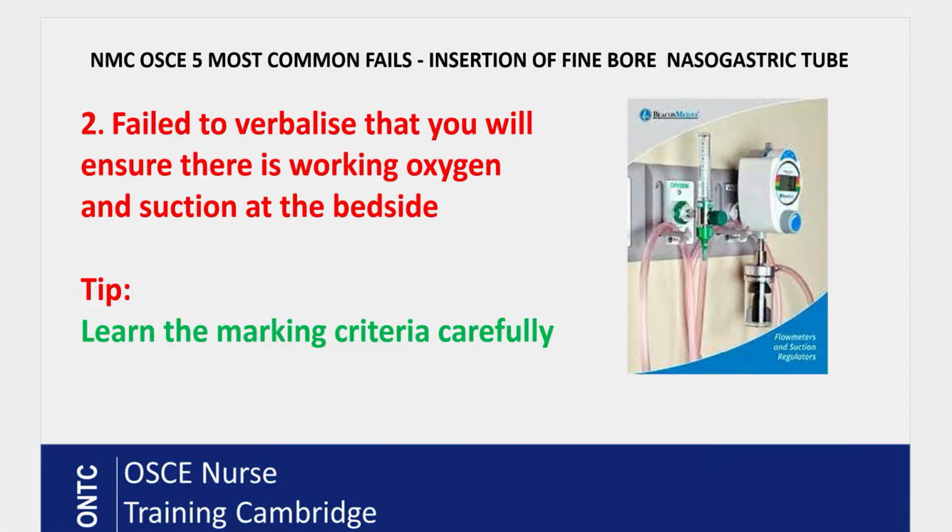Number 2: failing to verbalize that you will ensure there is working oxygen and suction at the bedside. People don't fail on inserting the nasogastric tube, it's everything around it, the safety issues. Even in clinical practice, when we insert a nasogastric tube, we always make sure suction and oxygen are available, because the patient can develop shortness of breath. It's a patient safety issue. If you do not verbalize it, it might seem like just one point in the marking criteria, but that's not the point. You have to verbalize it because it's a patient safety issue. So make sure you learn the marking criteria carefully.